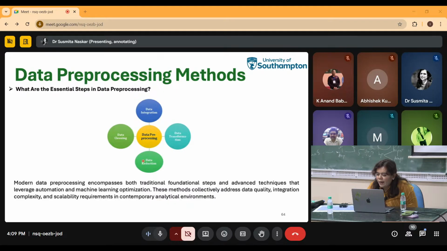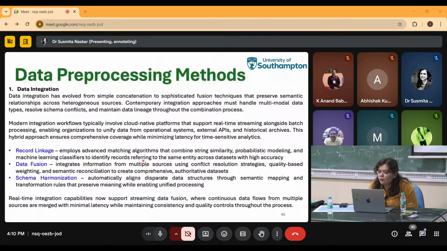And now you can see the integrating of the data, how we can integrate this data. This is about combining information from multiple heterogeneous sources into a unified flow, and this is very crucial for reliability analysis and the machine learning approach. Data integration has evolved beyond simple concatenation, and modern approaches preserve the semantic relationships across different data types, resolve schema conflicts, and maintain data lineage. So we are talking about combining operational systems, external APIs, as well as historical archives into one cohesive real-time system. Okay, we are combining all of this together.